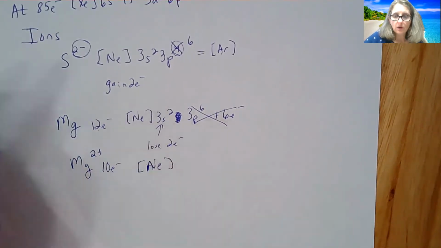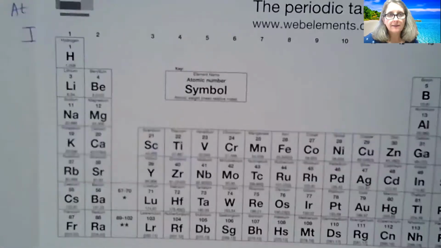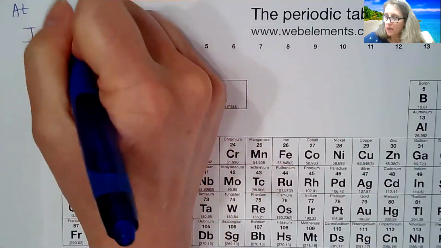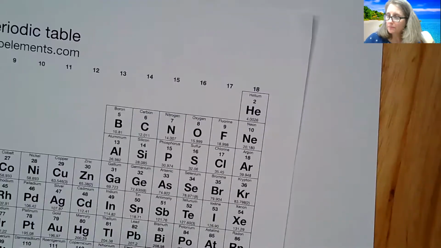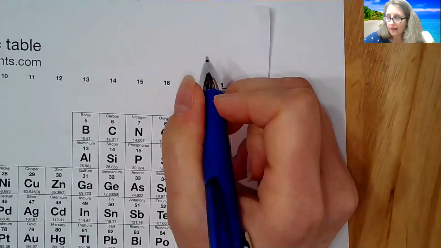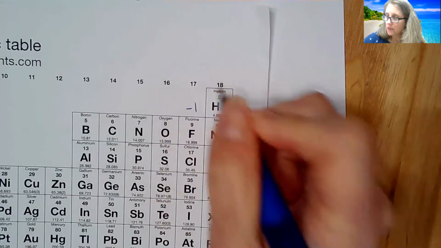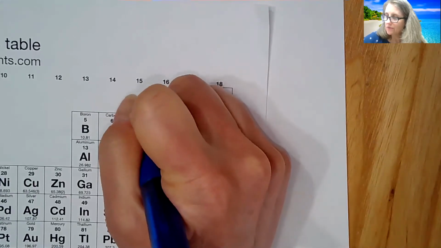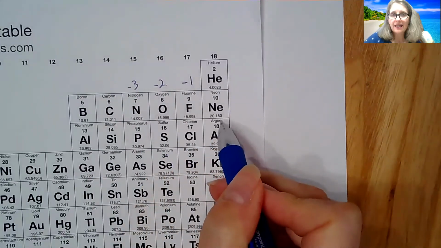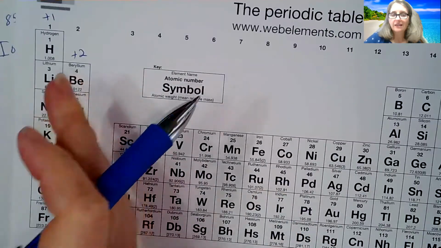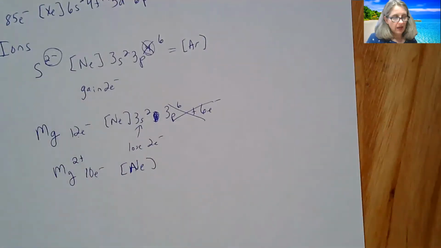Okay, so things on the left, if you recall, the first column is a +1, second column is a +2. While over here, my halogens are -1, this is -2, this is -3. And that is because on the right-hand side, they like to gain electrons. On the left-hand side, they like to lose electrons. And so that's going to be a key when we're looking at configurations.